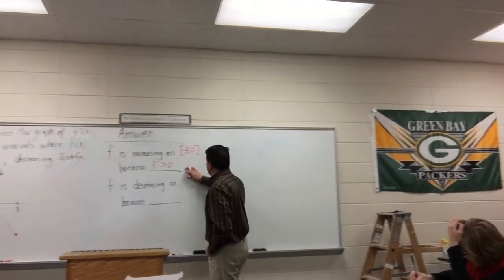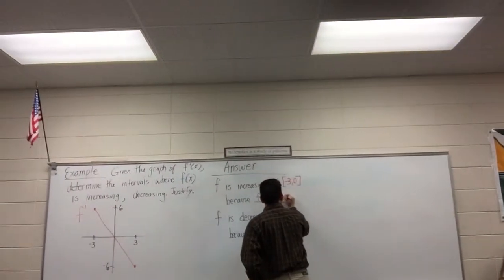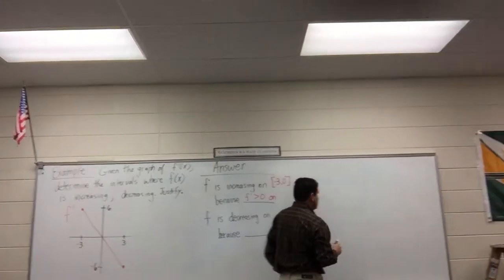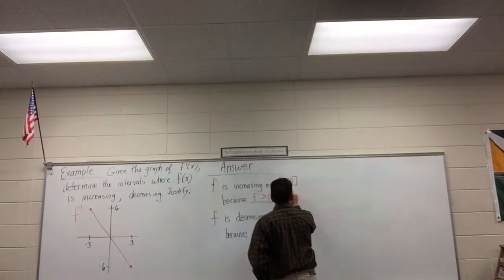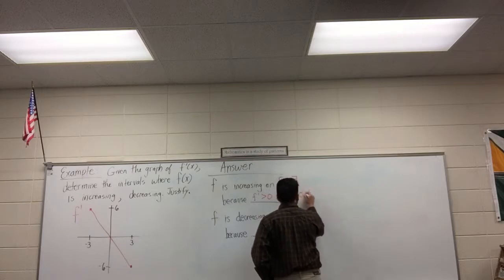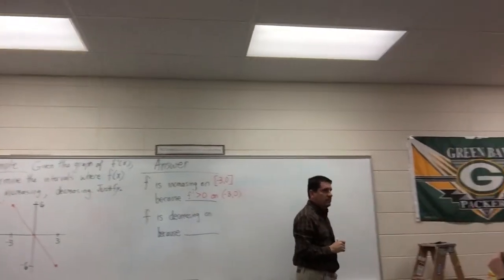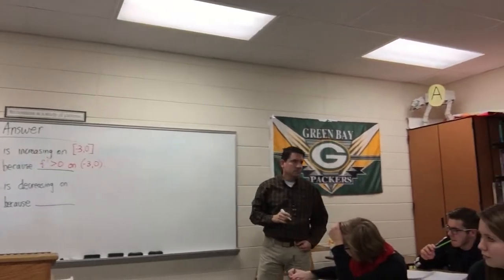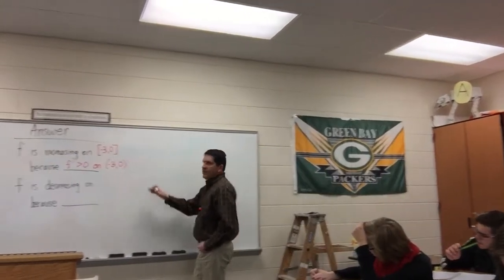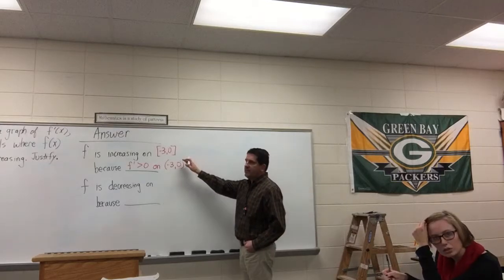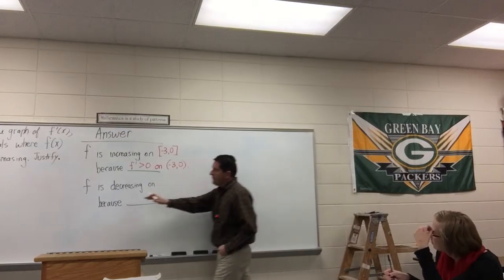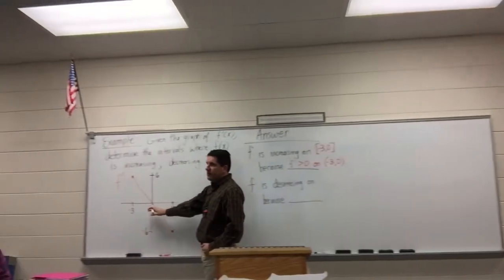Now, the technical official answer that you don't need to put on the AP exam is this. Because f prime is greater than 0 on negative 3 to 0, this way. Okay? I'm going to try to explain this today. Why there's a bracket there, even though f prime is equal to 0 here.